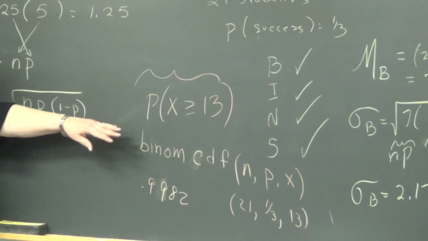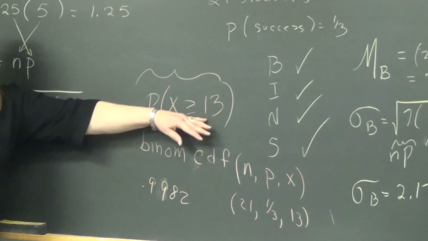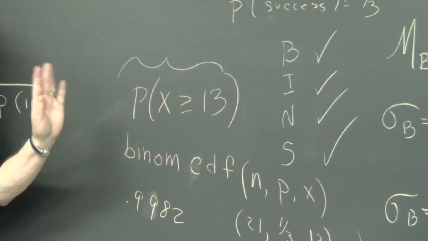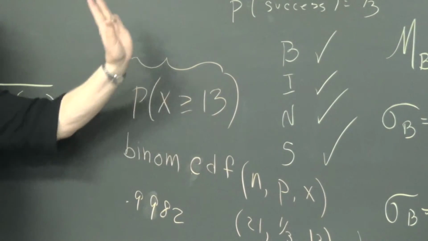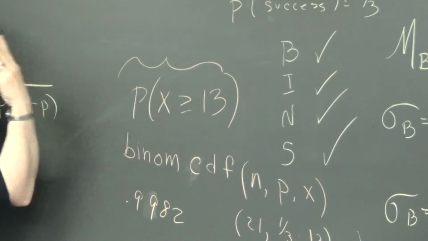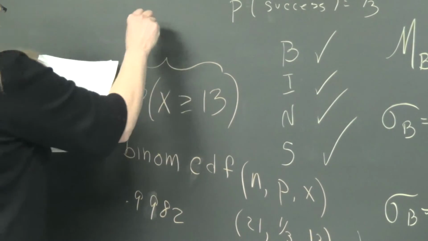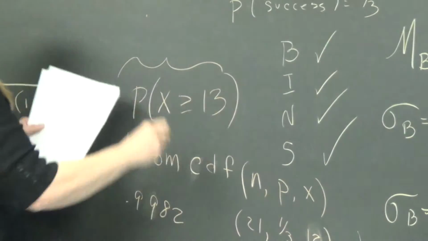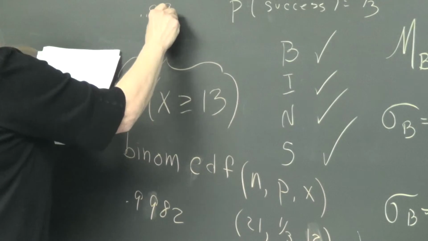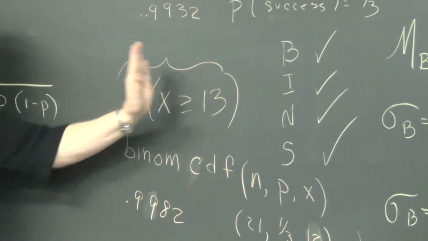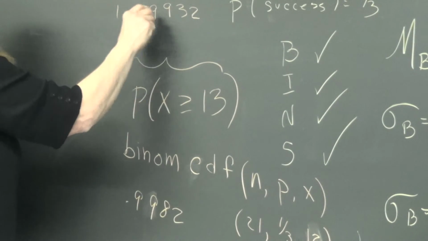The probability we really want is greater than or equal to 13, but remember the calculator is only going to give us below. So the balance of greater than or equal to 13 would be below 12. Julia, you put in a 12 here instead of a 13, right? And you got 0.9932, and then what do we have to do with that? Because the calculator's giving us below, and we want above: 1 minus that. 0.0068.